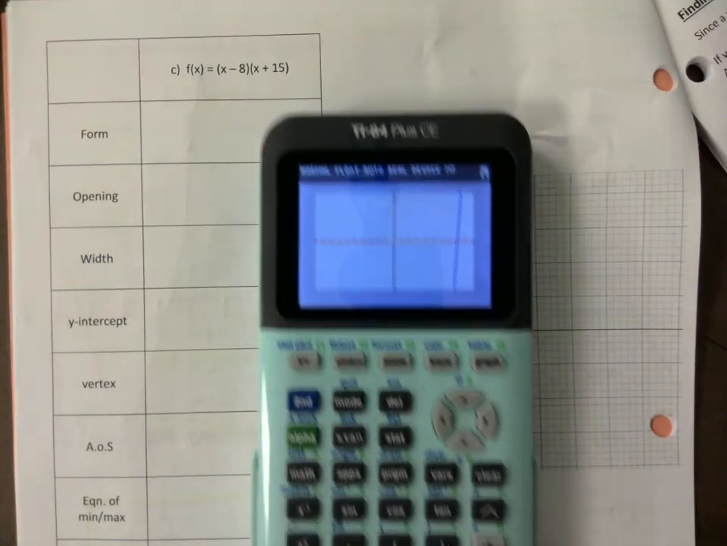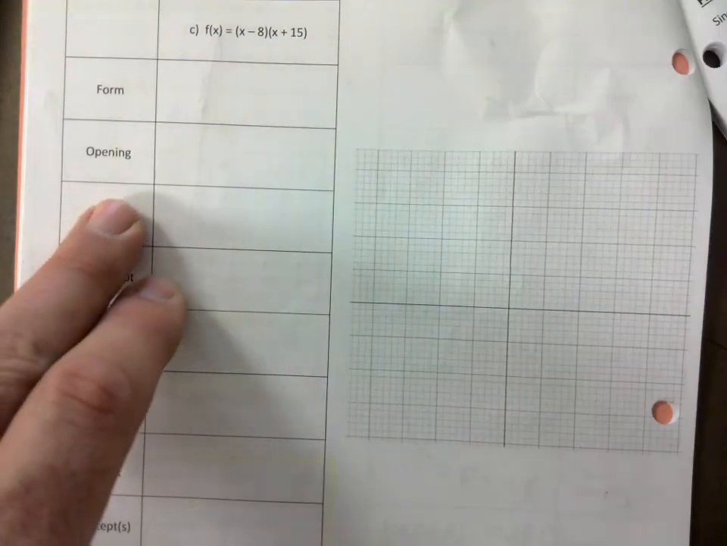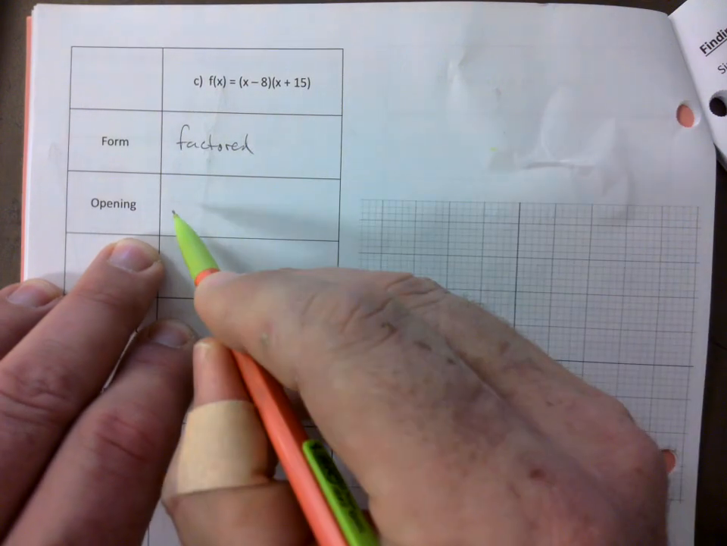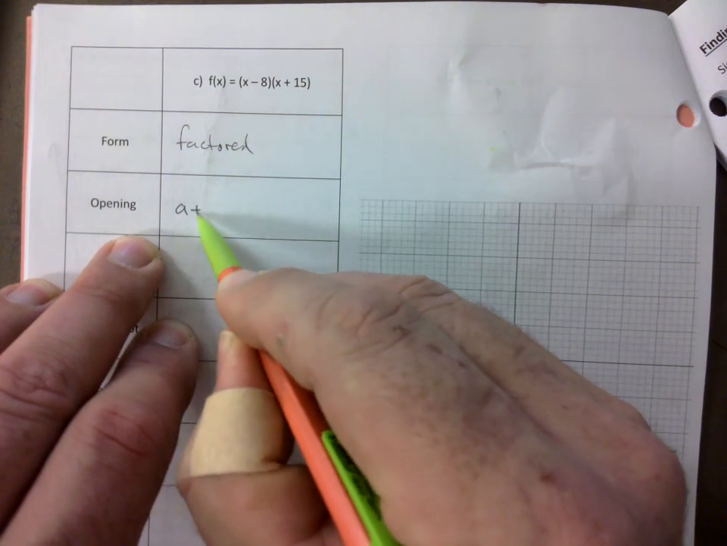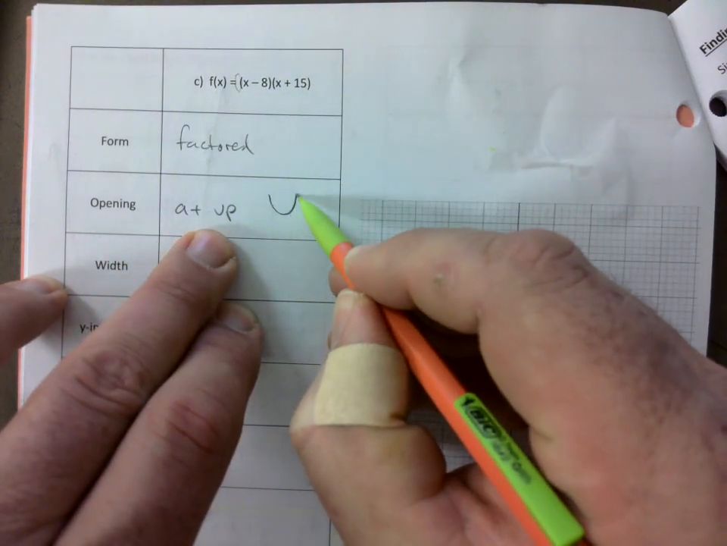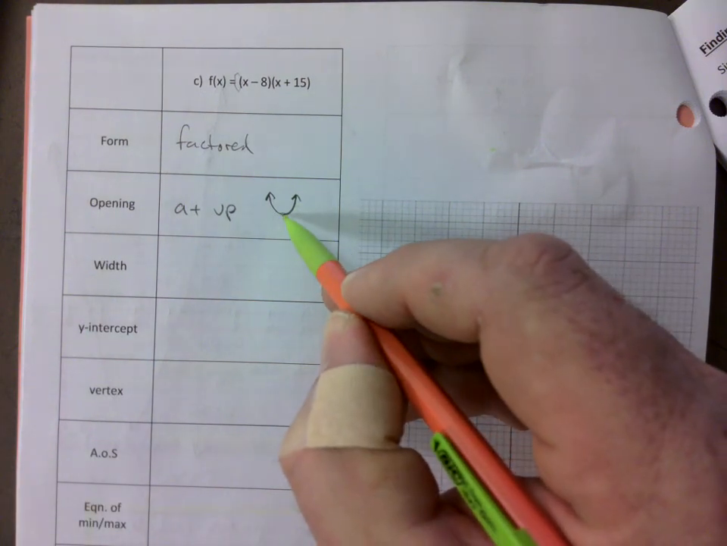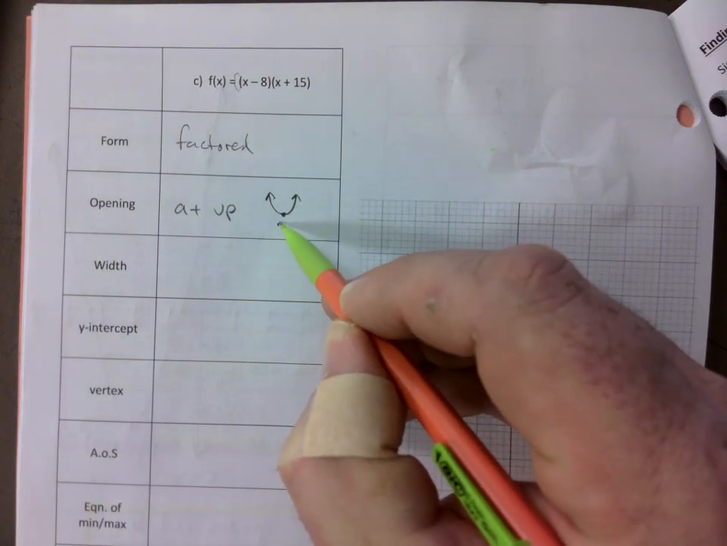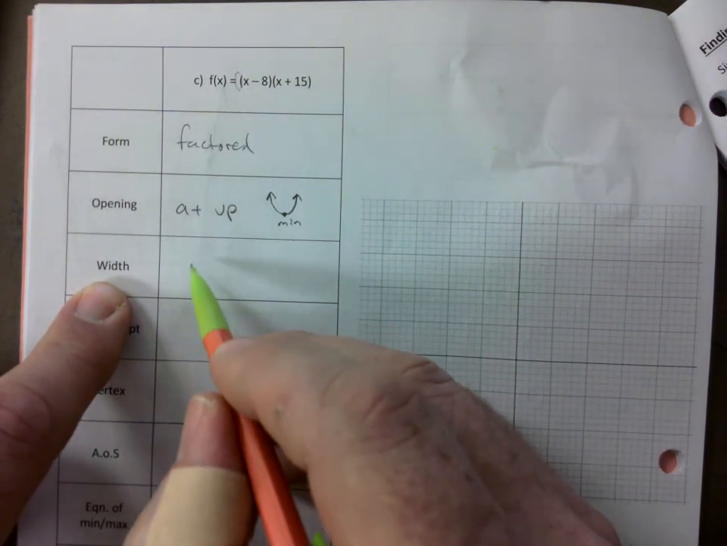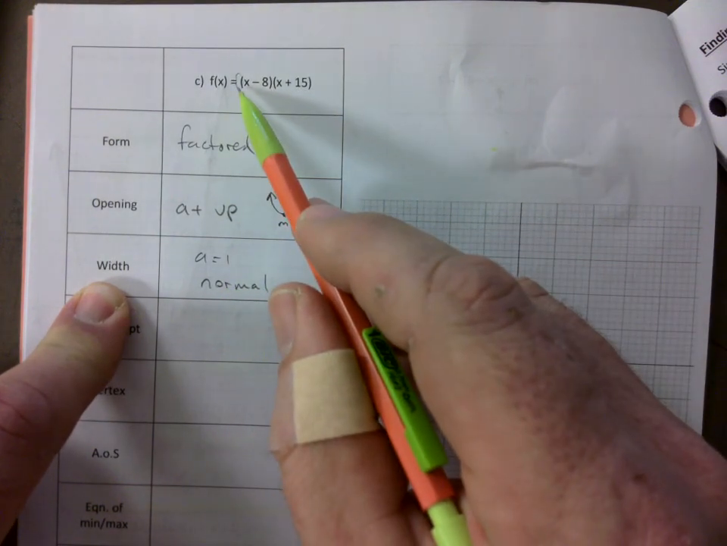Hit graph. This is probably what most of you started seeing, right? You just saw this. That's where it's super important that you know, this is factored form, by the way. Opening is going to be up because A is right here and it's positive. Two things stand out from this. I know the shape, and I know that the vertex is a min. It's the lowest point. So what's the width? A is equal to 1, so this is just a normal width, right? A is not even visible, but it's 1.